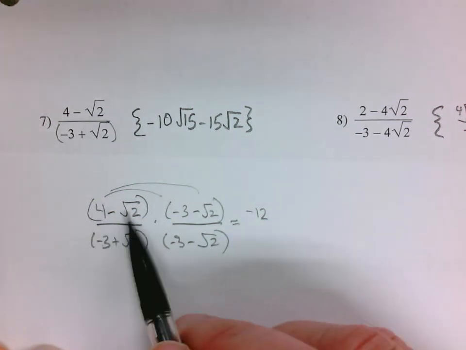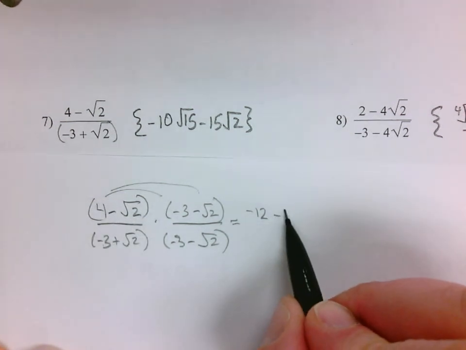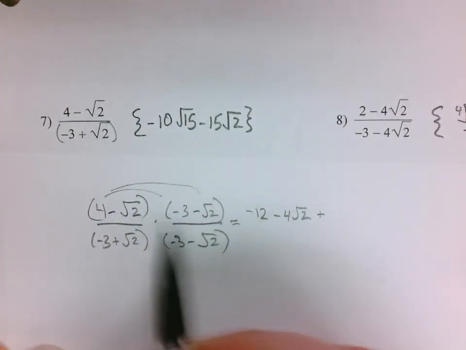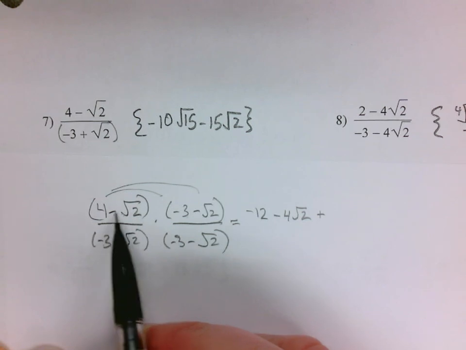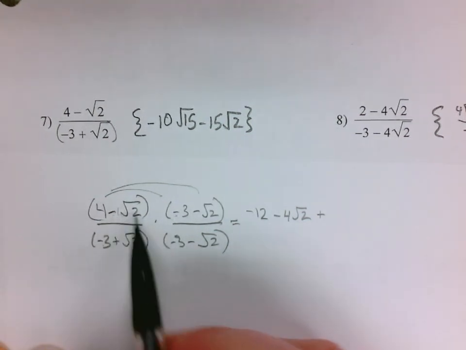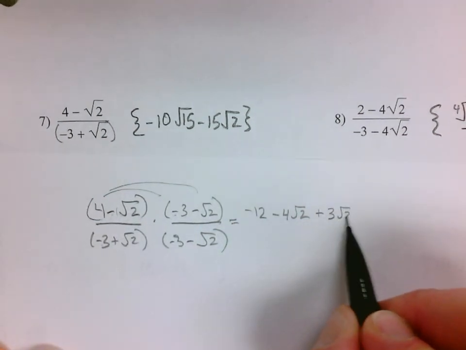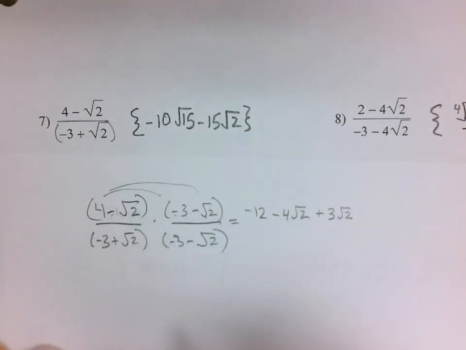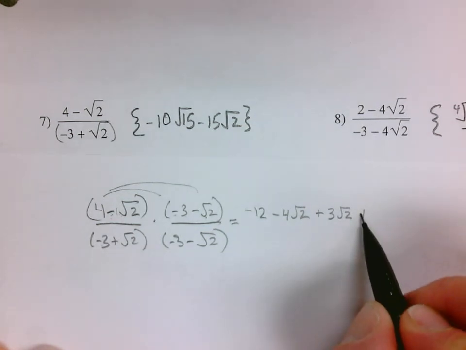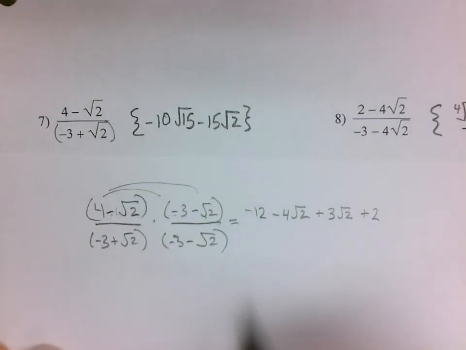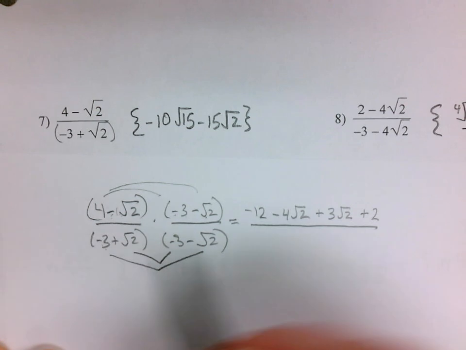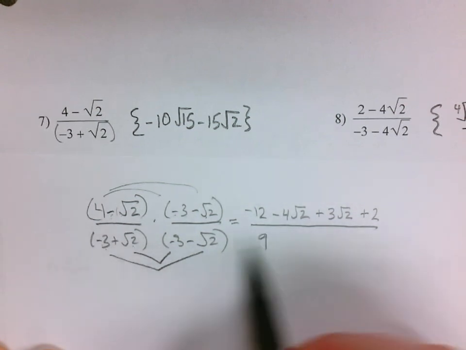Negative 12 minus 4 radical 2. And then I have plus, this is negative 3 times negative 1 radical 2, which would be positive 3 radical 2. Then I have negative radical 2 times negative radical 2 is 2. Down here, I picked this because I know the middle term is going to go away. So all I got to do is multiply the first number and the last number.